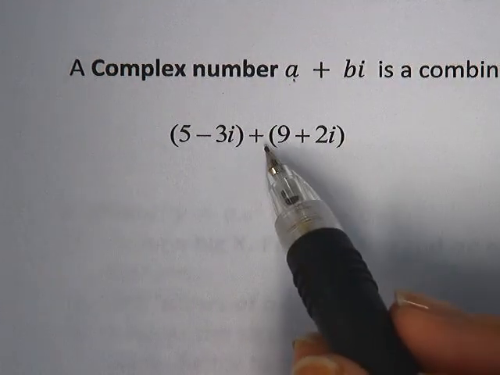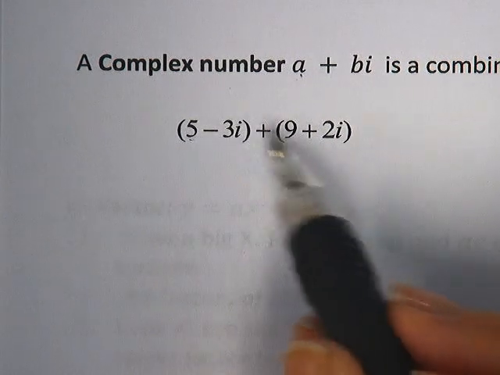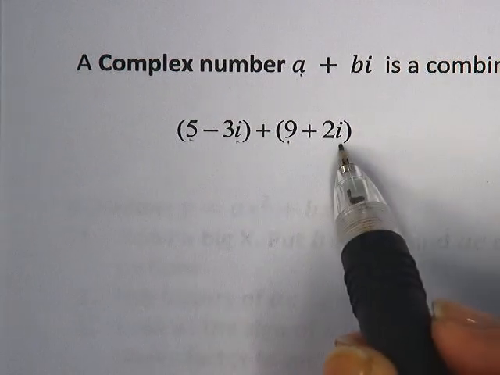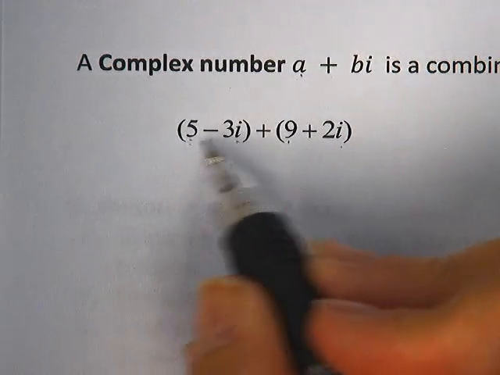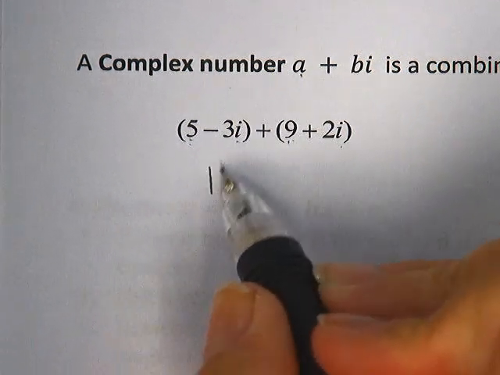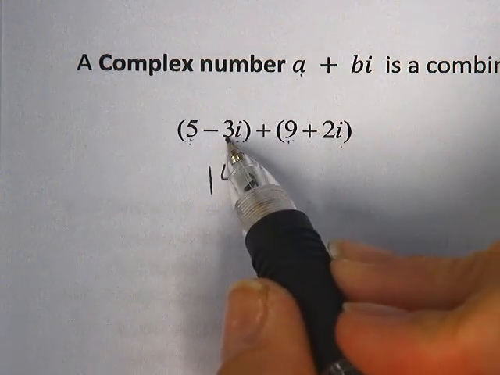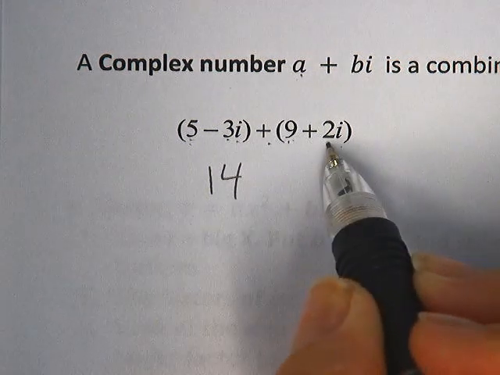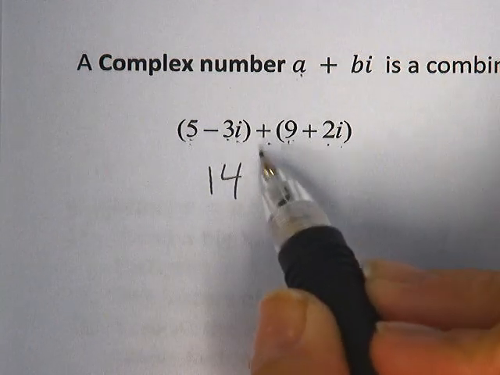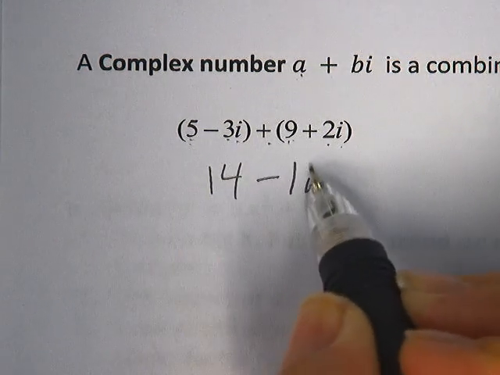When we go to add these together, we add the real part with the real part, the imaginary with the imaginary. So 5 plus 9 gives us 14. Negative 3i plus a 2i gives us a negative 1i.